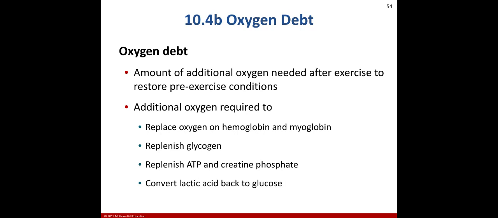As you can see, you need an oxygen-rich environment in which to do this work. So your body will have what we call an oxygen debt. That is the amount of oxygen needed after exercise to restore back to pre-exercise conditions. Why do you need extra oxygen? Well, you have to replace oxygen that was on hemoglobin and myoglobin. You have to replenish your glycogen. You have to replenish ATP and the creatine phosphate. And you want to convert lactic acid back to glucose.